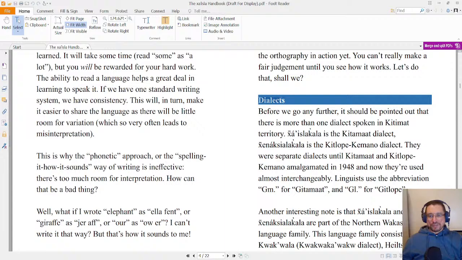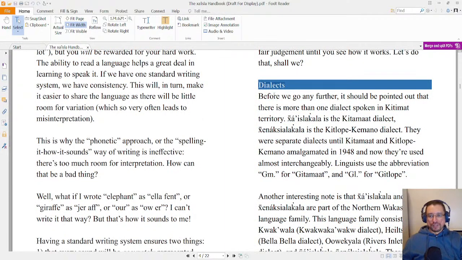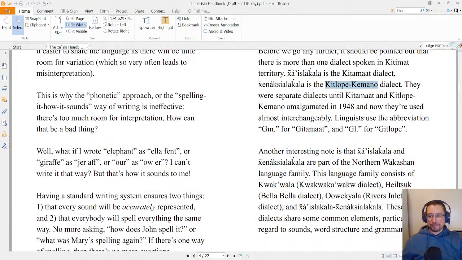So the first thing that I go into here is dialects. Before we go any further, it should be pointed out that there is more than one dialect spoken in Kitimat territory. So xa'isla is the Kitimat dialect. xa'isla is the Kitlope Kamano dialect. So there are two distinct dialects. There's xa'isla, which is the northern or Kitimat dialect. And then there's xa'isla, and that is the Kitlope or Kamano dialect, the southern dialect.